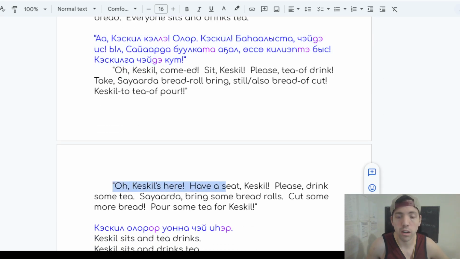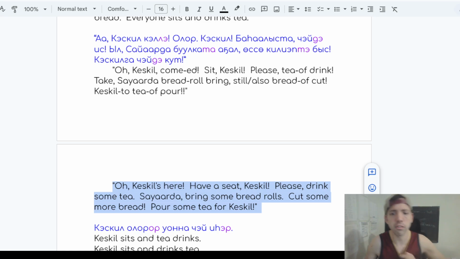Oh, Keskil's here. Have a seat, Keskil. Please drink some tea. Sayarda, bring some bread rolls. Sayarda's like a slave in this house. Cut some more bread. Pour some tea for Keskil. I feel bad for Sayarda. Like, what's so good? He's so happy to see Keskil. He's hollering, bossing Sayarda around.